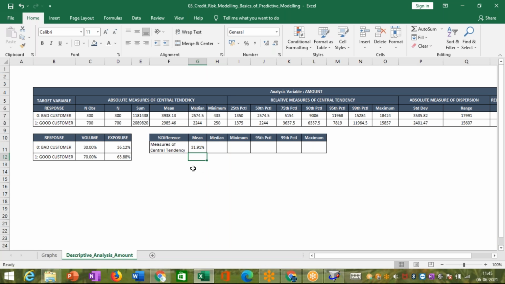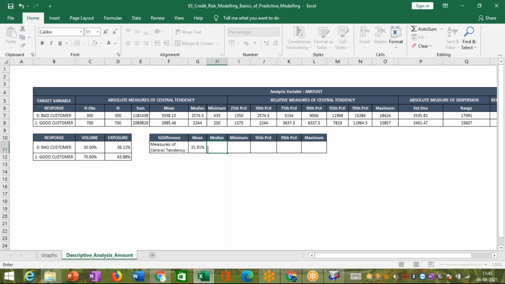The next part is the difference in the median. Now I can see that there is a difference in the mean. I believe that these two distributions are skewed, and therefore the skewness can be a result of that deflection in the mean. So I have a mean difference of 31.91%. Let's see how this difference translates into the difference in the median.